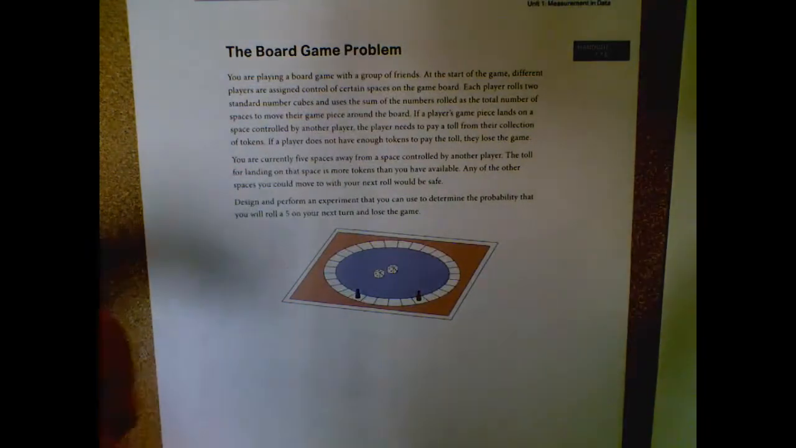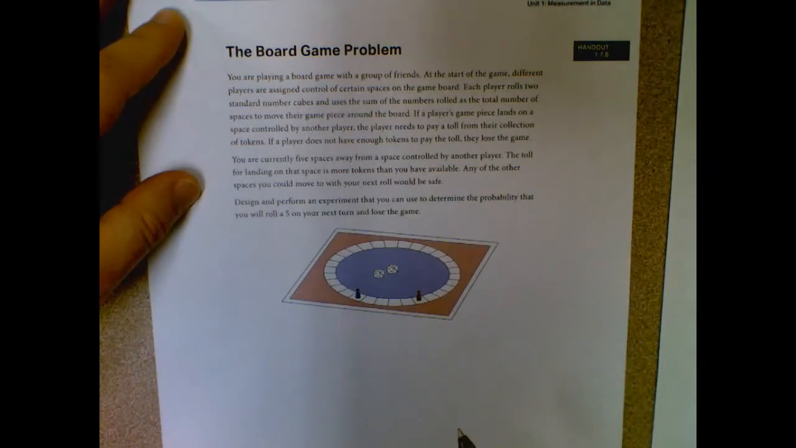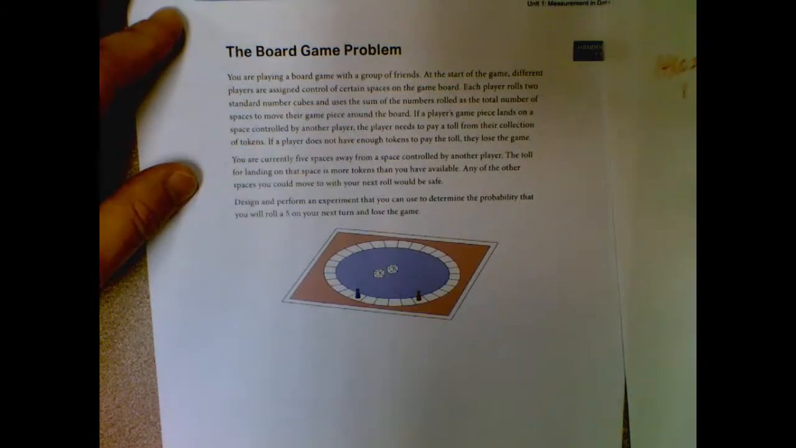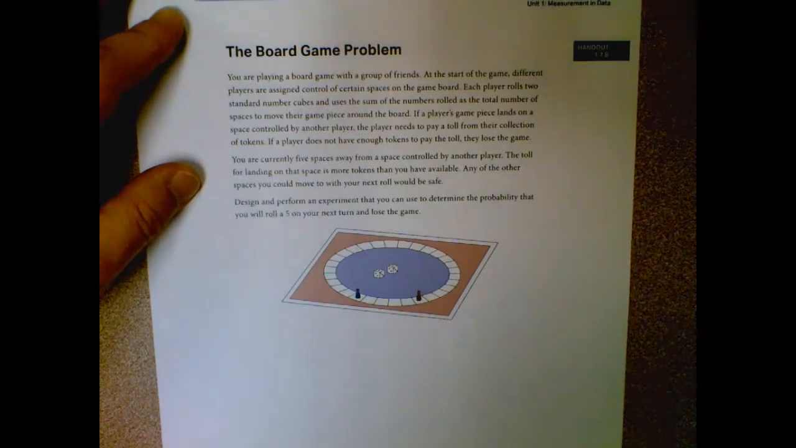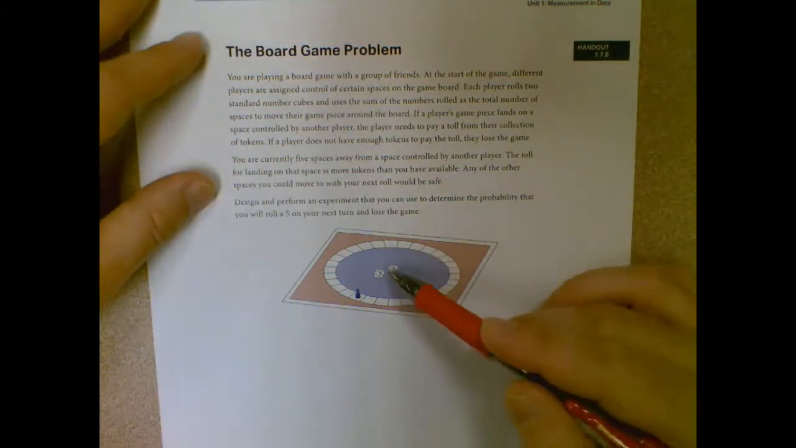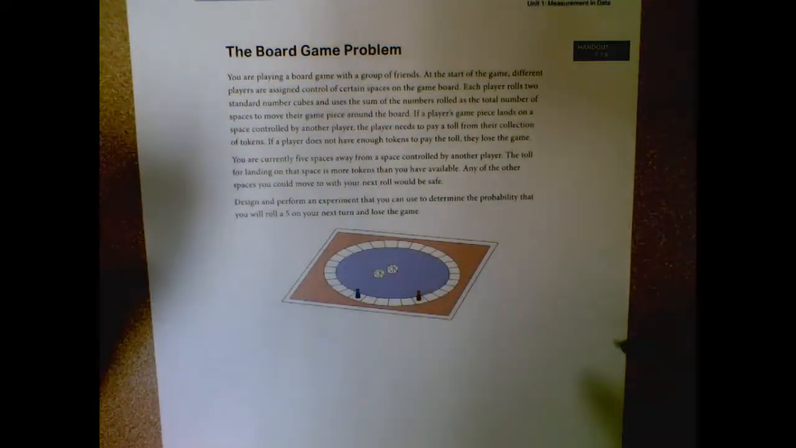So today we're going to be looking at the board game problem. You obviously read through it on your own, but a quick overview is you're playing a game where you're going around in a circle, and if you land on someone else's square, you have to owe them tokens. More or less the setup for Monopoly. So you're going to roll 2 dice, add them up, whatever you roll is what you have to move. If you land on someone else, you owe them tokens.